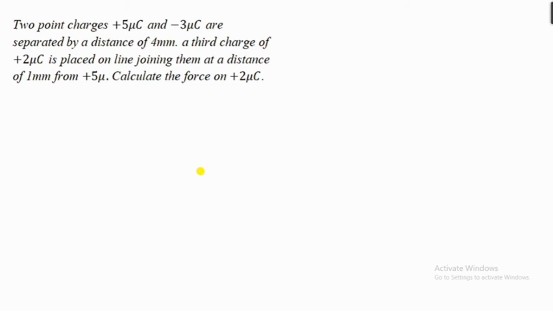So now let's try another question. Two point charges, plus 5 microcoulomb and minus 3 microcoulomb, are separated by a distance of 4 millimeter, and a third charge of positive 2 microcoulomb is placed on the line joining them at a distance of 1 millimeter from 5 microcoulomb. Calculate the force on 2 microcoulomb.